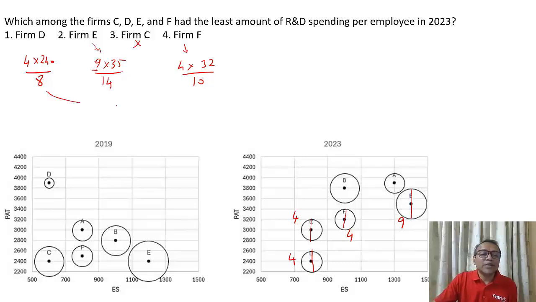So it's easier to compare these two values. 4 is the same, so 24 upon 8 is 3, 32 upon 10 is 3.2. We want the least spending, so F will be more than D. I can ignore that. Comparing D and E, because of this 4 and 9, D will have a lower expenditure as compared to E. 24 upon 8 is 3, and 35 upon 14 is somewhere between 2 and 3. But if you calculate, you will realize D will be the minimum because of this 4 and 9. So you will get the answer as D.